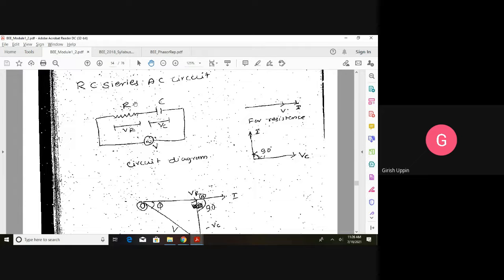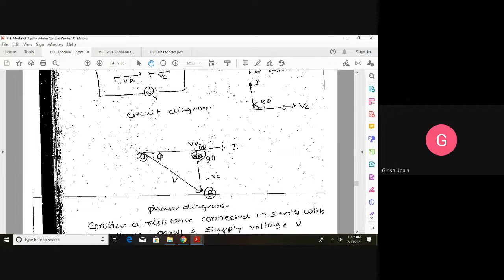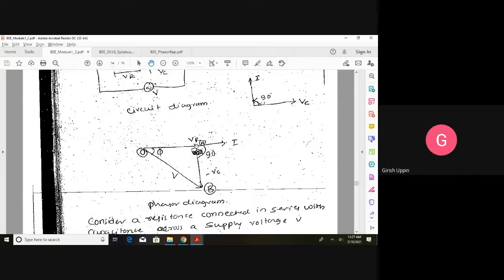So we will draw separate phasor diagrams. This is VR and I for the resistance, and for the capacitance, the current is leading the voltage by 90 degrees. Now imagine you rotate this phasor clockwise by 90 degrees, so that you get I here and VC here, and we combine these two phasor diagrams. We touch them over here, and we get this as VR, this as minus VC, and this is I.